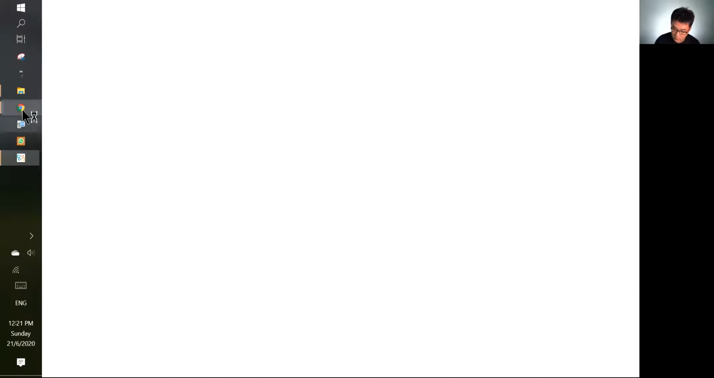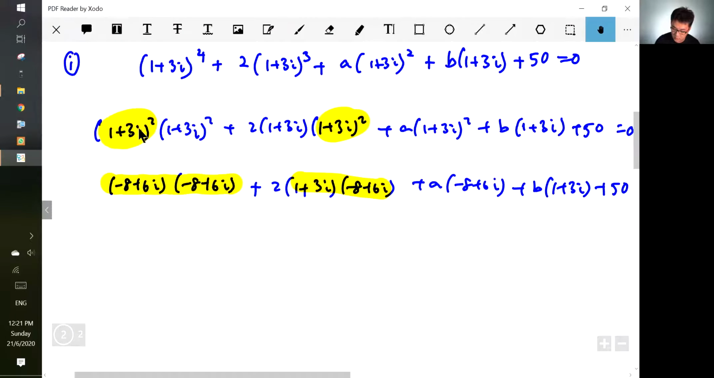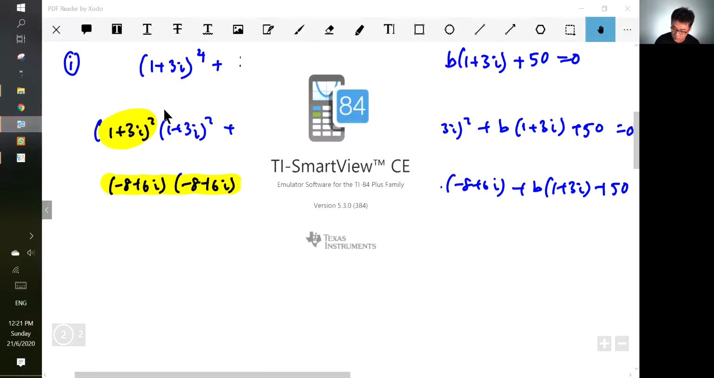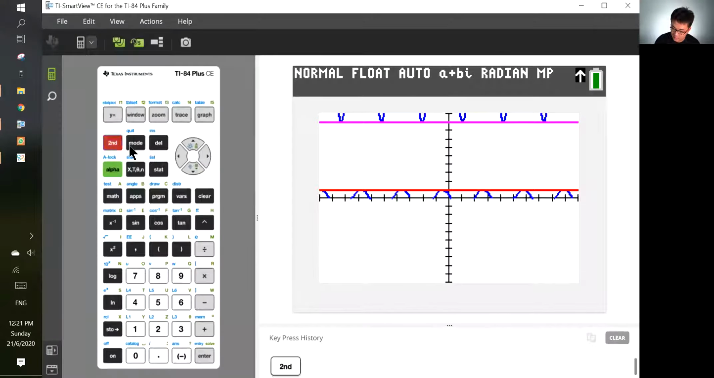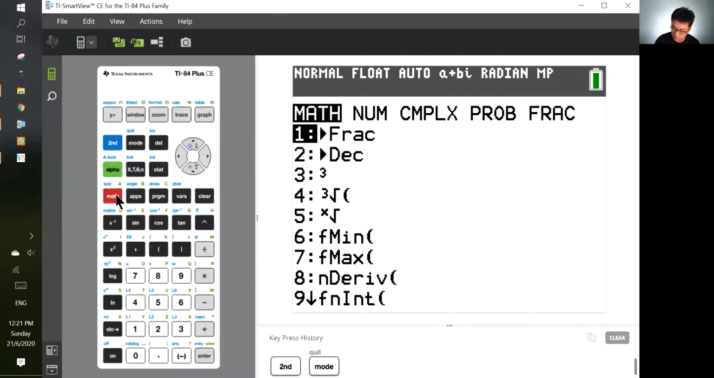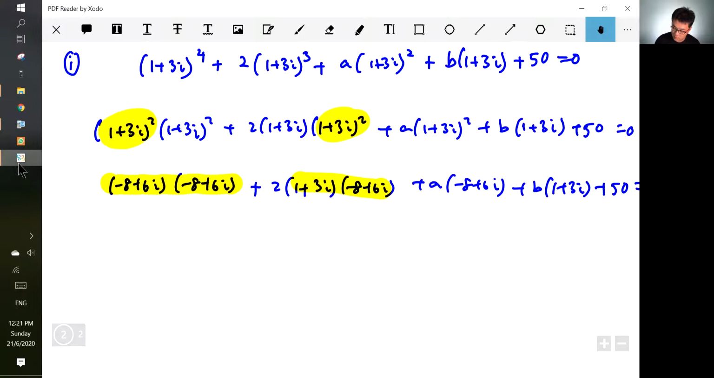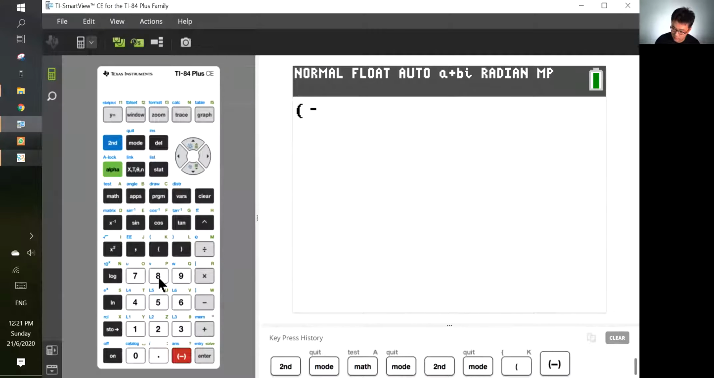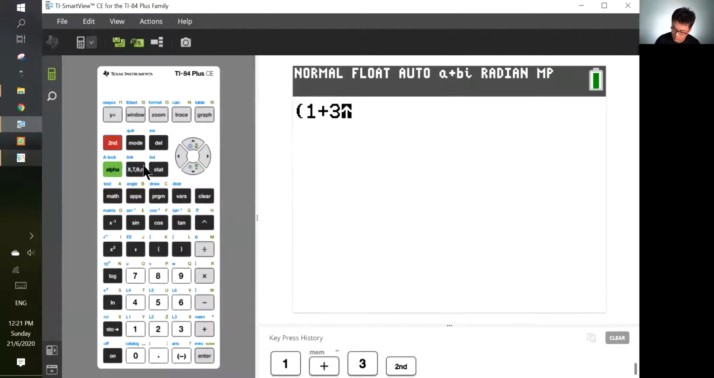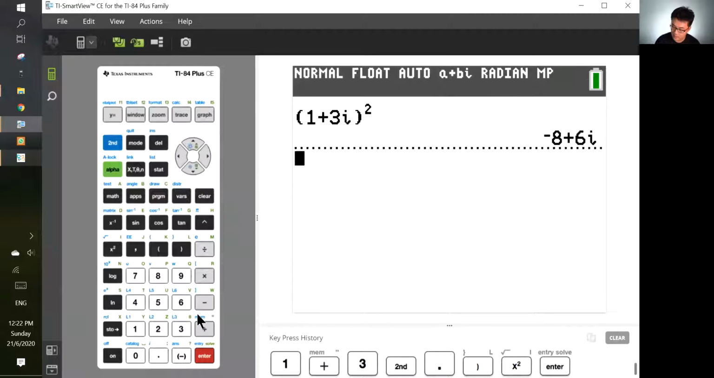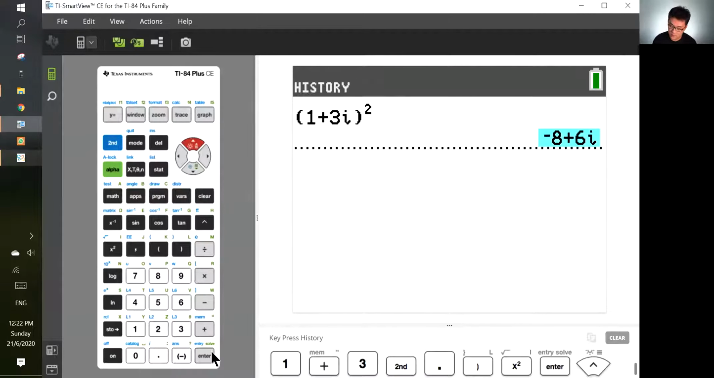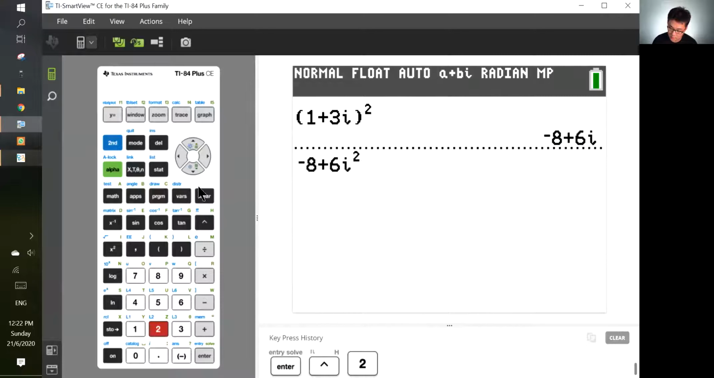For those of you who may not know, I'll demonstrate how to use your calculator to check. For 1 plus 3i, go to mode and make sure your mode is in a plus bi. Then key in minus 8 plus 6i, where the i is the second function above the decimal key. Then you want to square this, to the power of 2. My goodness, I should bracket it.